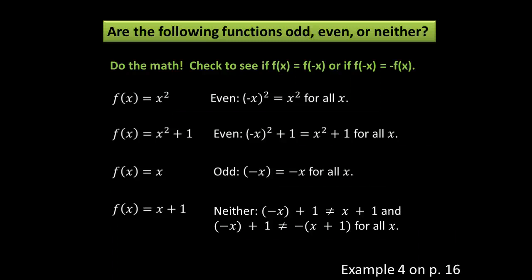That is neither even nor odd. Let's see, f of negative x, negative x plus 1, is not equal to f of x, x plus 1. And negative x plus 1 is not equal to the negative of x plus 1. So f of x is not equal to f of negative x, and neither is f of negative x equal to the negative of f of x. So that last linear function, f of x equals x plus 1, is neither even nor odd.